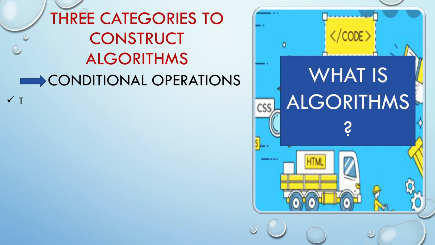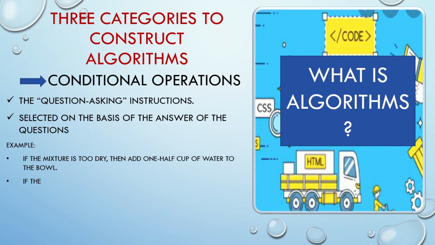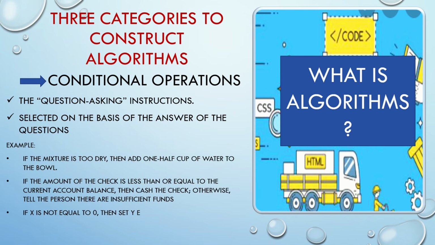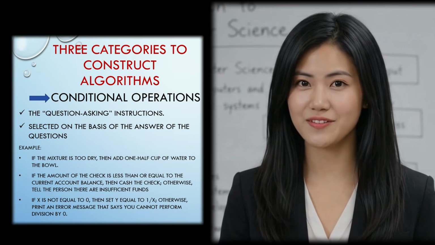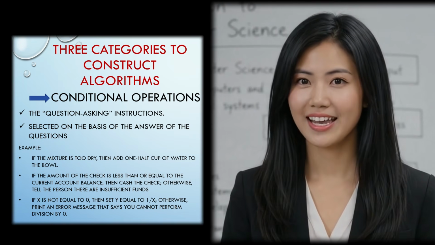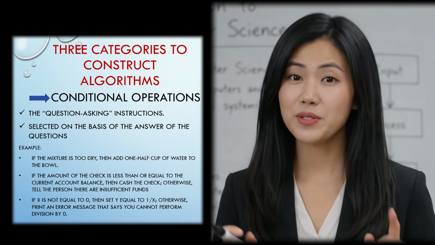Conditional operations are the question-asking instructions. The computer checks a condition, and based on the answer, it decides which path to take. For example, if the mixture is too dry, then add 1/2 cup of water to the bowl. Or, if the amount of the check is less than or equal to the current account balance, then cash the check, otherwise, tell the person there are insufficient funds. Or in code logic, if x is not equal to 0, then set y equal to 1 divided by x. Otherwise, print an error message that you cannot divide by 0. This is where decision-making enters your algorithms. This is the if this, then that logic you'll use constantly once we start programming.